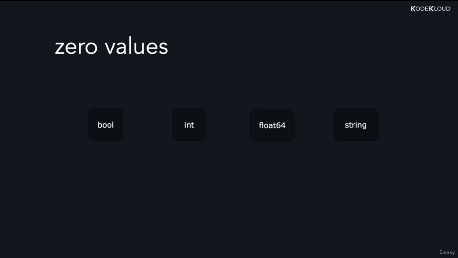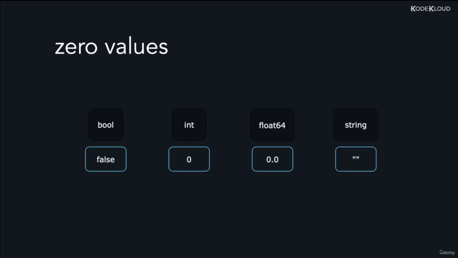So if the data type of the variable is bool, then the value is false. If the data type of the variable is int, then the value is 0. It's 0.00 for floats, and it's an empty string for strings. For pointers, functions, etc., the value is nil, but we'll look more into that when we study those topics. Let us understand the concept of zero values with an example.